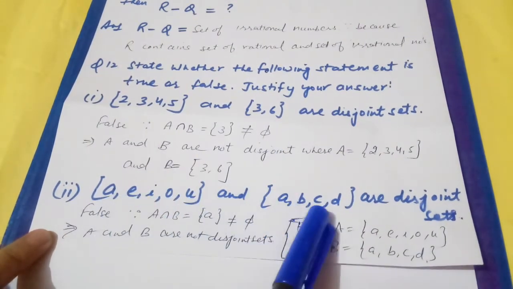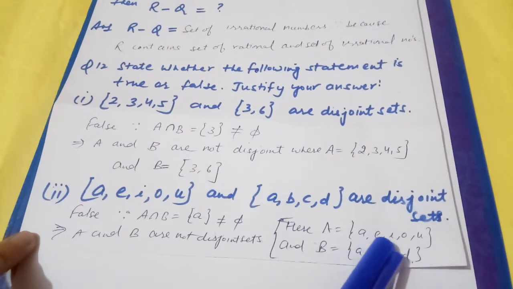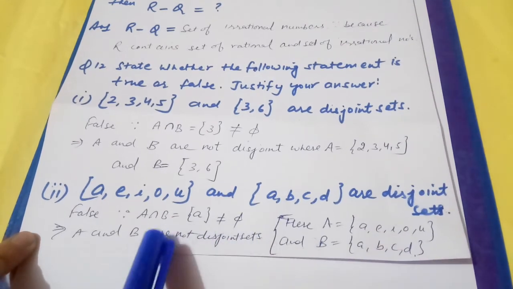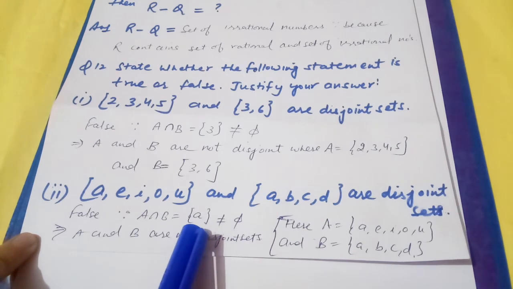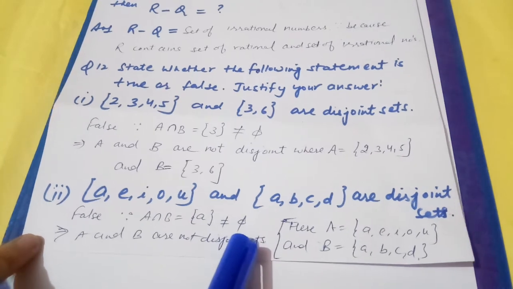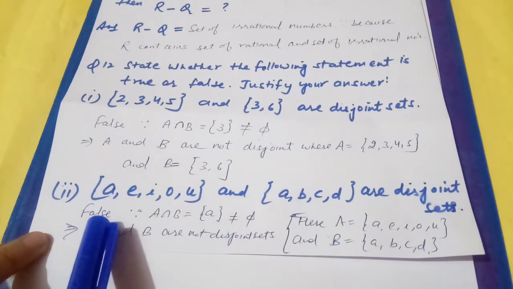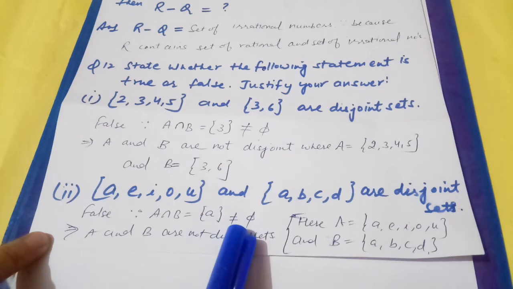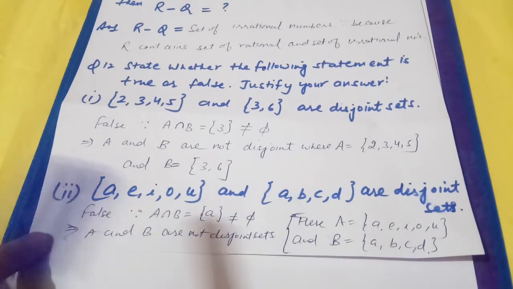Second part, {A, E, I, O, U} and {A, B, C, D}. Now here we have to consider A set is equal to {A, E, I, O, U} and B set is equal to {A, B, C, D}. Now see the intersection of these two sets, A intersection B, that is equal to one element, A. Clear? That is not equal to the empty set. This is not an empty set. Hence this is also a false statement. We can write this statement is false because A intersection B is equal to the set {A}, that is not equal to the empty set. Hence A and B are not disjoint sets.